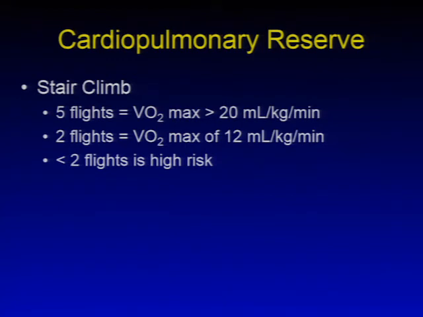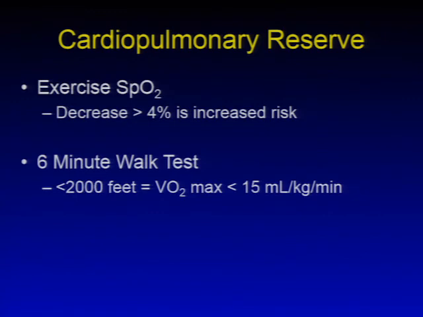Cardiopulmonary reserve with regard to the stair climb, if 5 flights, if your oxygen consumption is greater than 20 cc's per kilogram, low risk. If it's less than 2 flights, high risk. Decrease of greater than 4% while you're exercising, increased risk. 6-minute walk test. If you can walk less than 2,000 feet, that equates with a VO2 max of less than 15 cc's per kilogram per minute. And that would be a high risk patient.